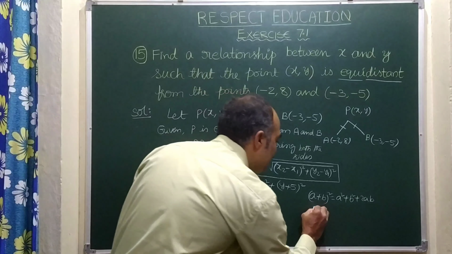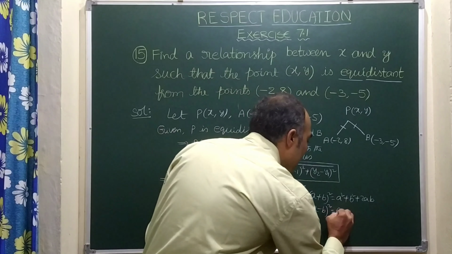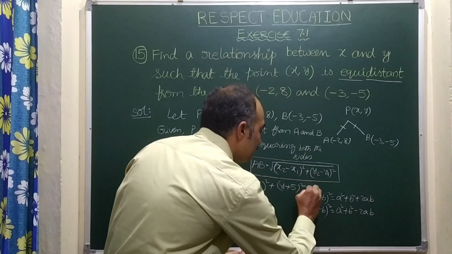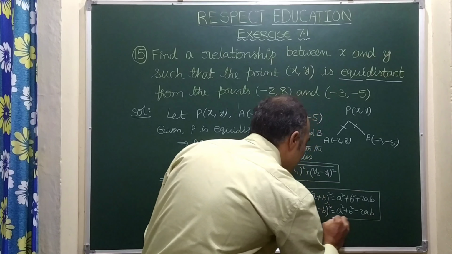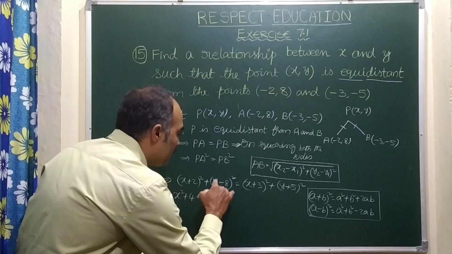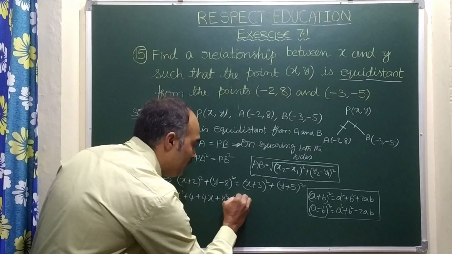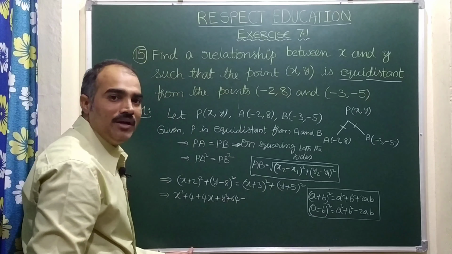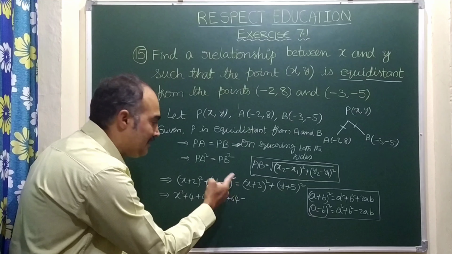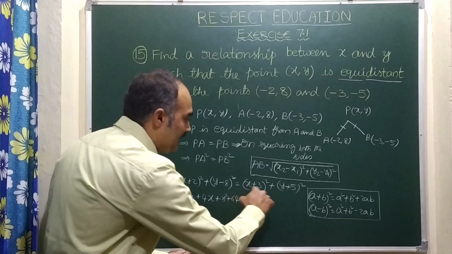Now let us see (y - 8) whole square. The suitable formula is (a - b) whole square, which can be written as a square plus b square minus 2ab. So let us split this according to the formula. Here a square means y square, plus b square means 8 square is 64, minus 2 into a into b, 2 into y into 8. 2 8s are 16, 16 into y, 16y.